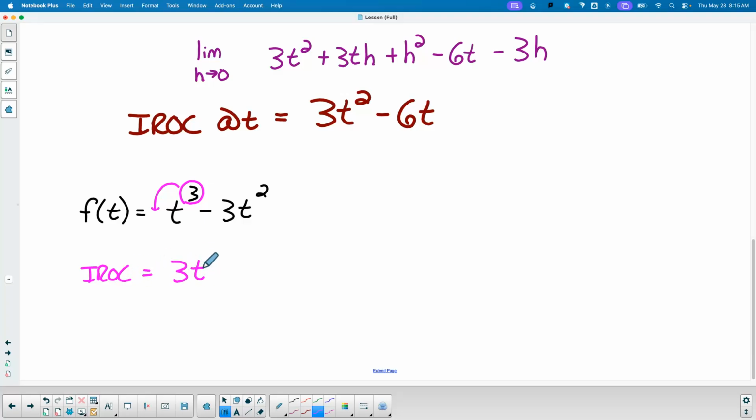Well, I just don't know how to get the squared part. Okay. But the second part, you just multiply by 2. Same thing again. But you keep the t, because it has an exponent. So we've got to figure out how we go from 3 to 2. How can I go from 3 to 2?